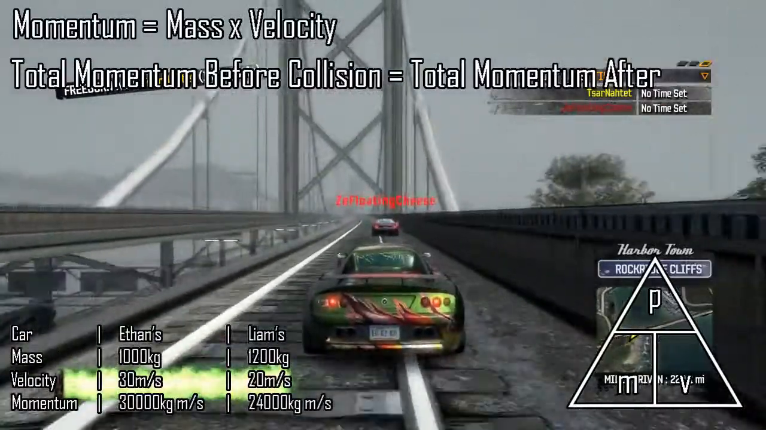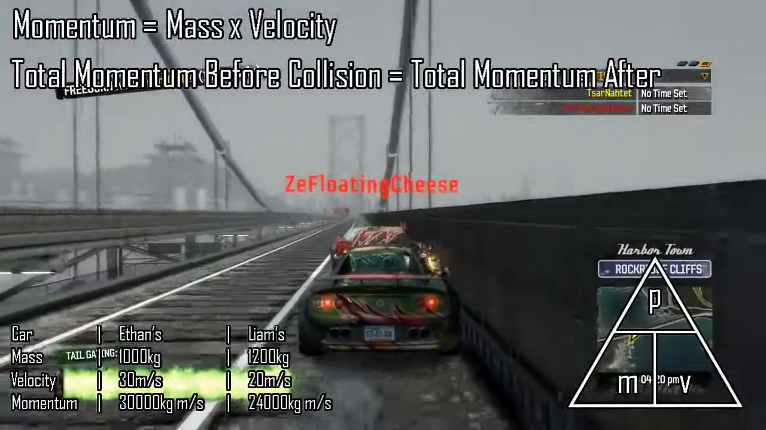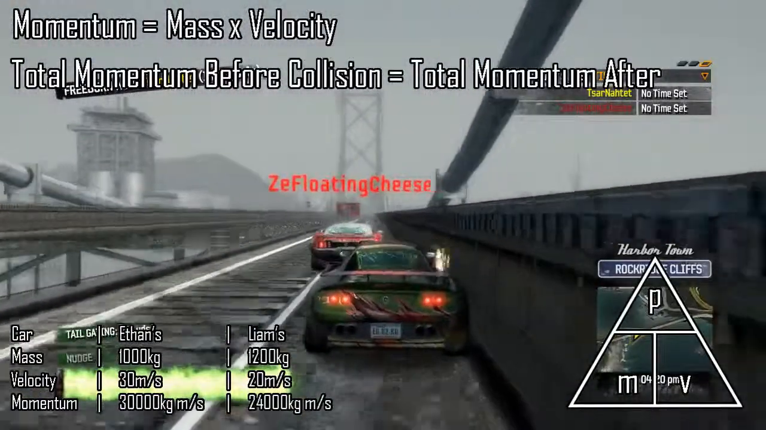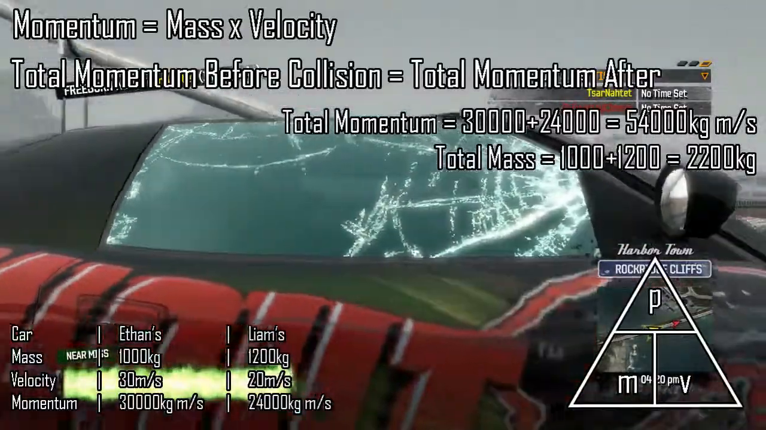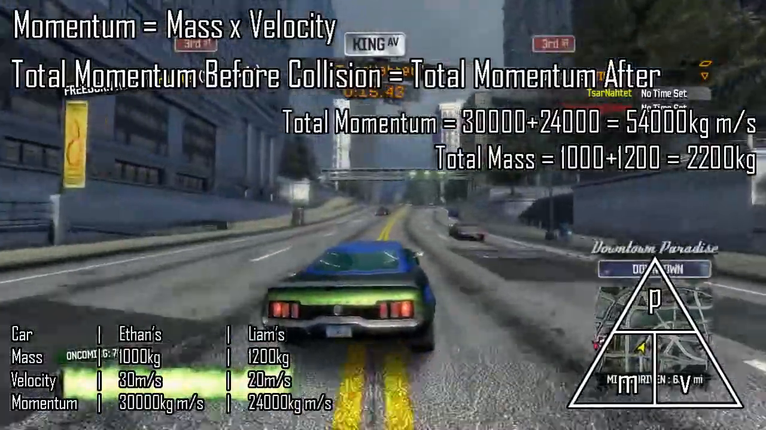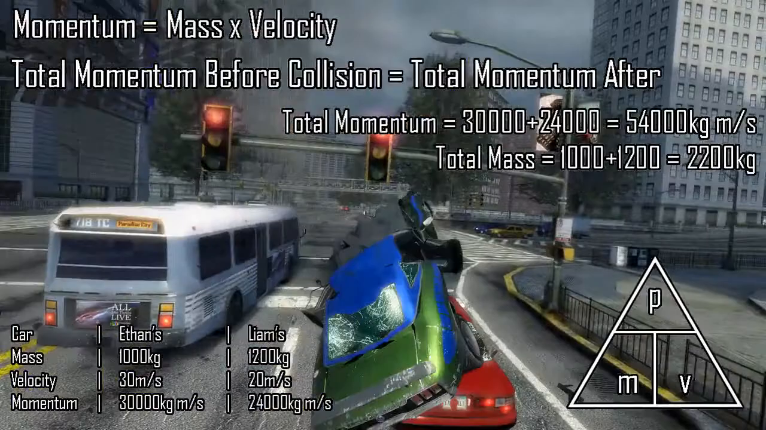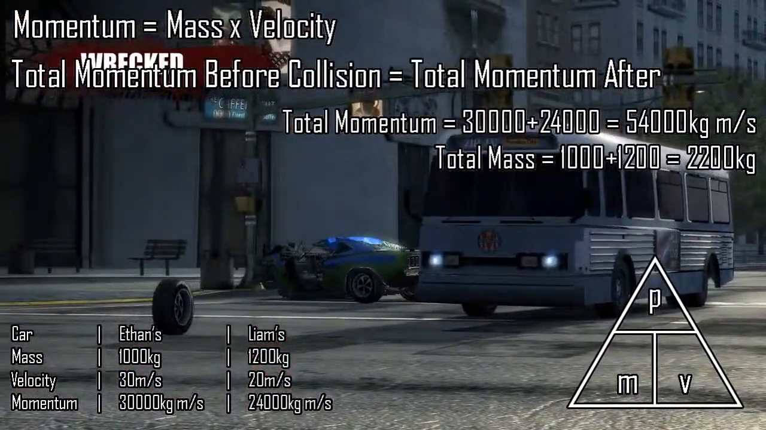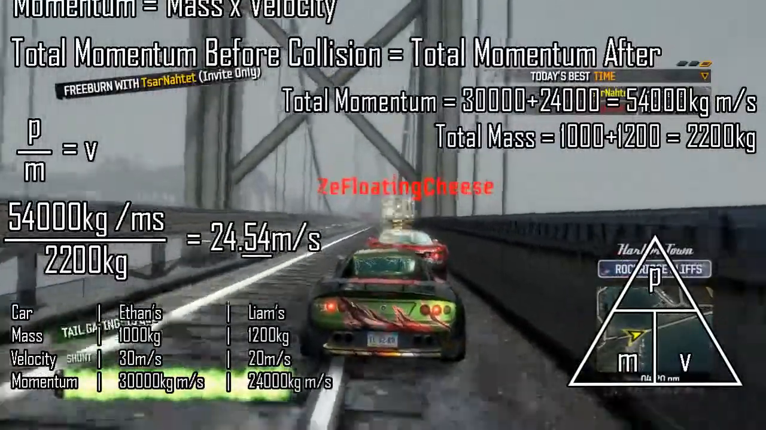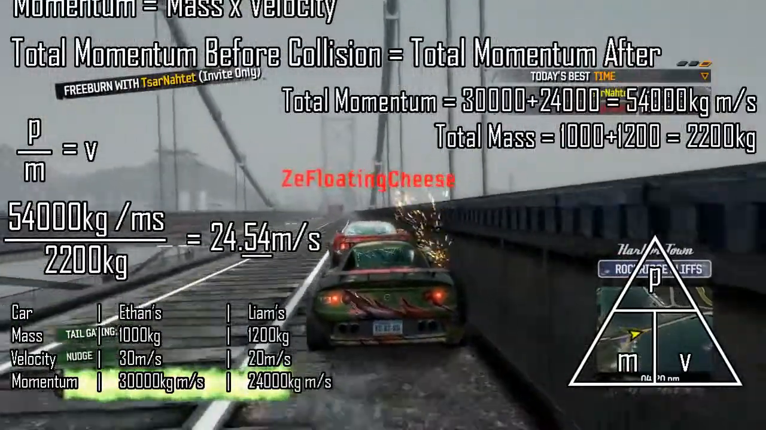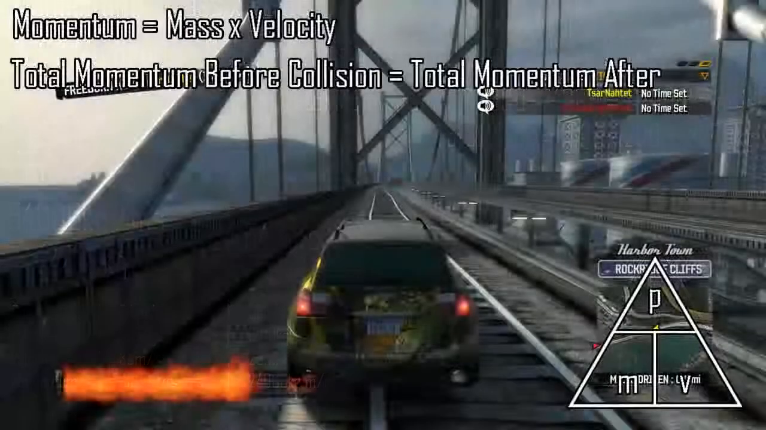We multiply the mass by the velocity to get the momentum. So Ethan's car has a momentum of 30,000 kilogram meters per second, and my car has a momentum of 24,000 kilogram meters per second. We add these together to get a total momentum before the collision of 54,000 kilogram meters per second. We add the individual masses together for a total of 2,200 kilograms. Then we divide the total momentum by the total mass to get 24.5454. This is the velocity after the collision in meters per second.